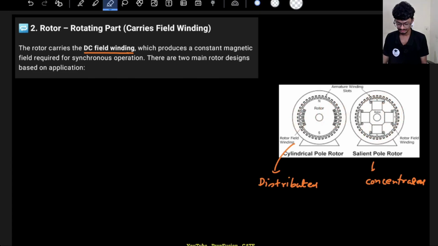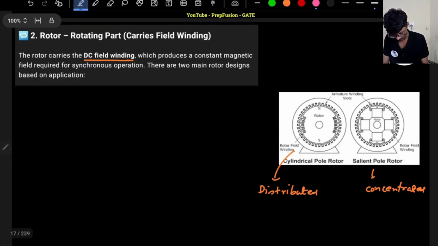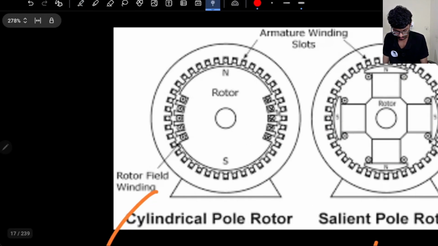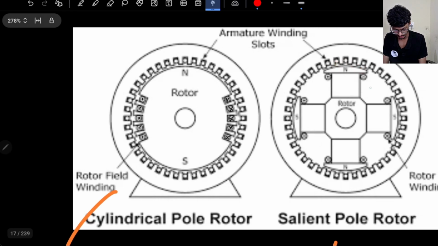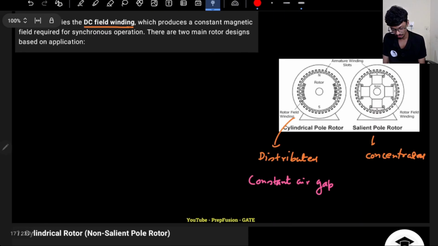Now the next point is the air gap. If you observe, it is constant here. From everywhere, the air gap is constant throughout. So here we have a constant air gap. But here, the air gap is minimum at the poles, but higher where the magnetic fields are, and again minimum here and higher somewhere here. So the air gap is variable. The air gap is not constant here.